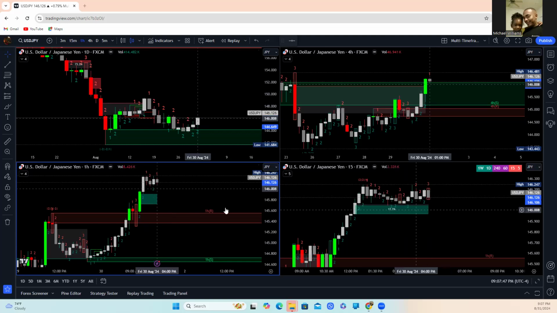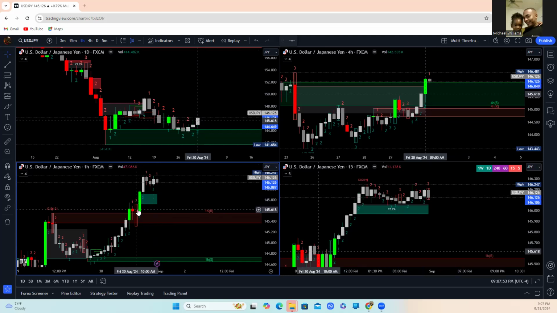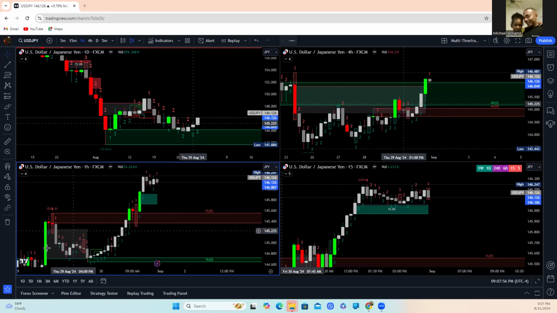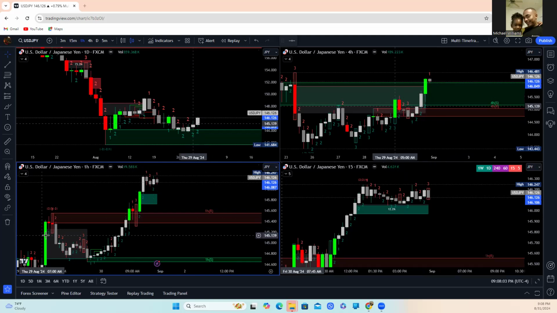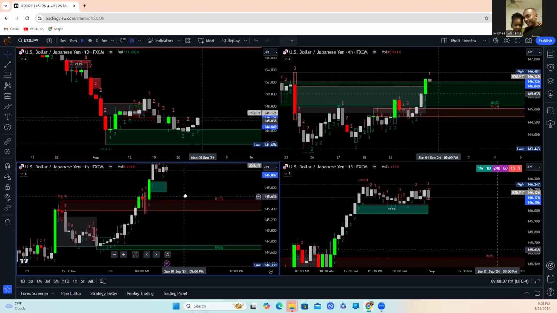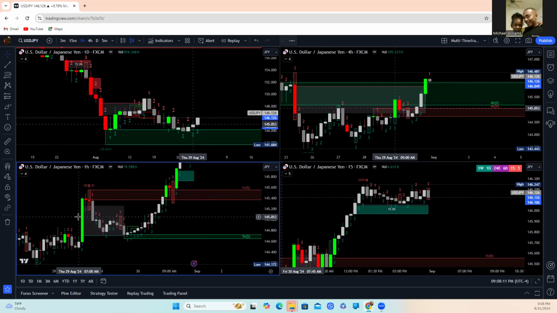Now, what is the significance of fair value gaps? So we know that this fair value gap, along with this one down here, were created based off of, well, I'm not going to say both of them, but I'm going to use this one as an example because it's a really good example. This fair value gap right here was created based off of news, right?